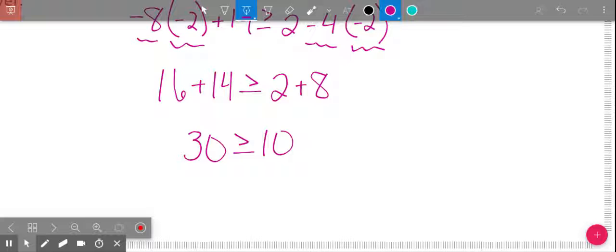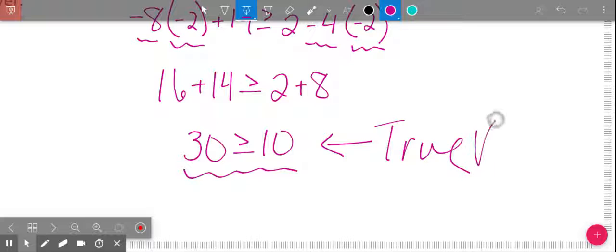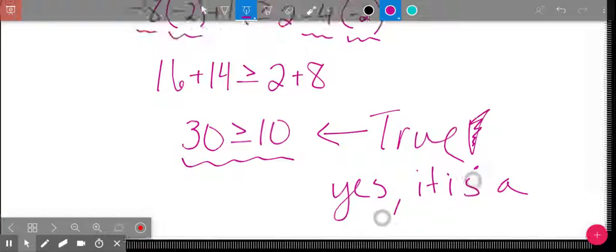So I want to know if negative 2 is a solution. Well, I plugged it in, and then I got 30 is greater than or equal to 10. This is true. Since it is true, that means yes, it is a solution. If you had gotten something that was false, it would not have been a solution. So yes, it is a solution.